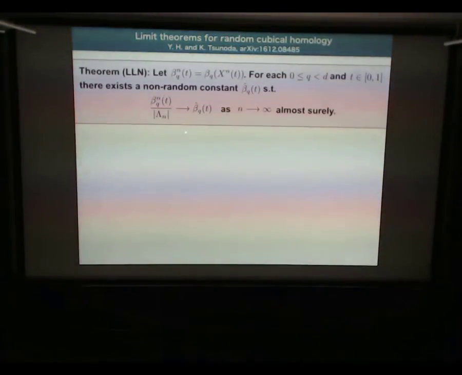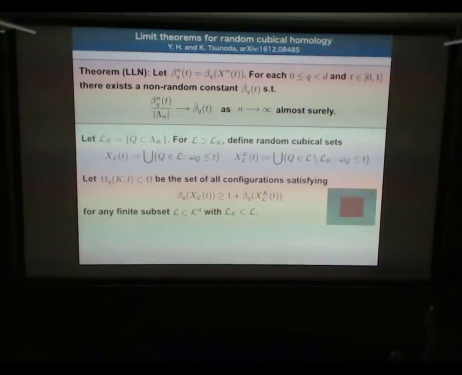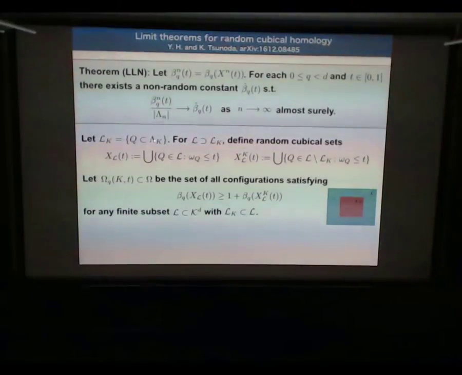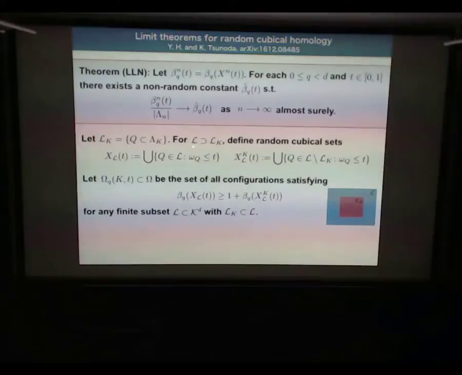So this is one of the results. Our next interest is the positivity of this constant, in order to say that this law of large numbers is meaningful. To see the positivity of this constant, let me introduce some notation. First, given a positive constant k, let L_k be all elementary cubes in the window lambda k, like this part, all elementary cubes in the red part. And for any subset of elementary cubes L containing L_k, like this situation, let us define random cubical sets as before. Namely, X_L is a random cubical set restricted to L.